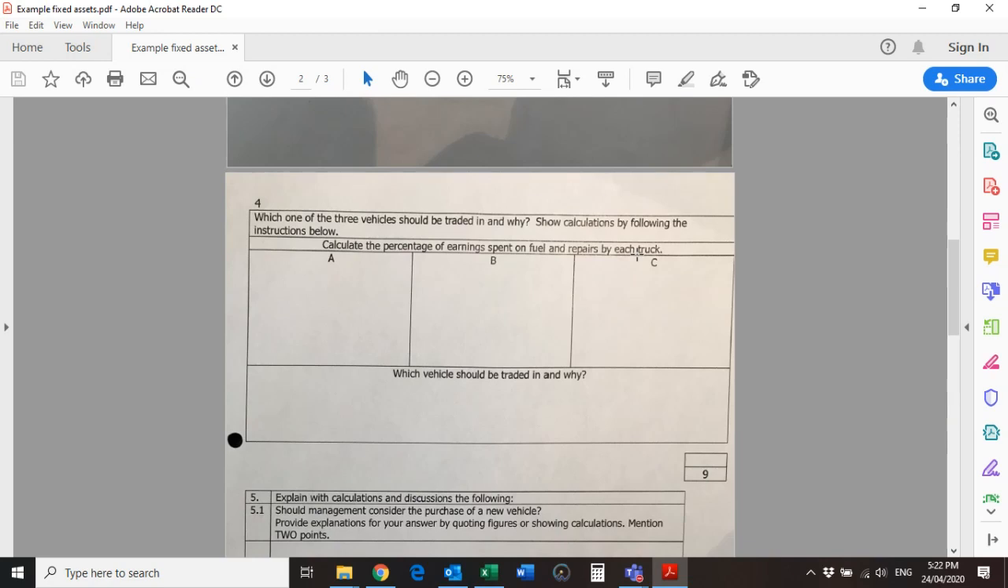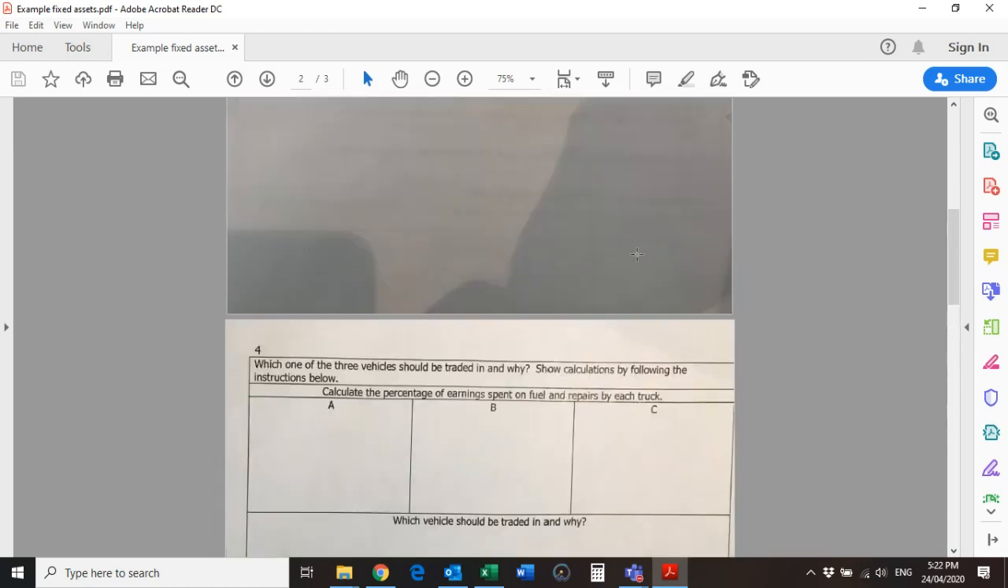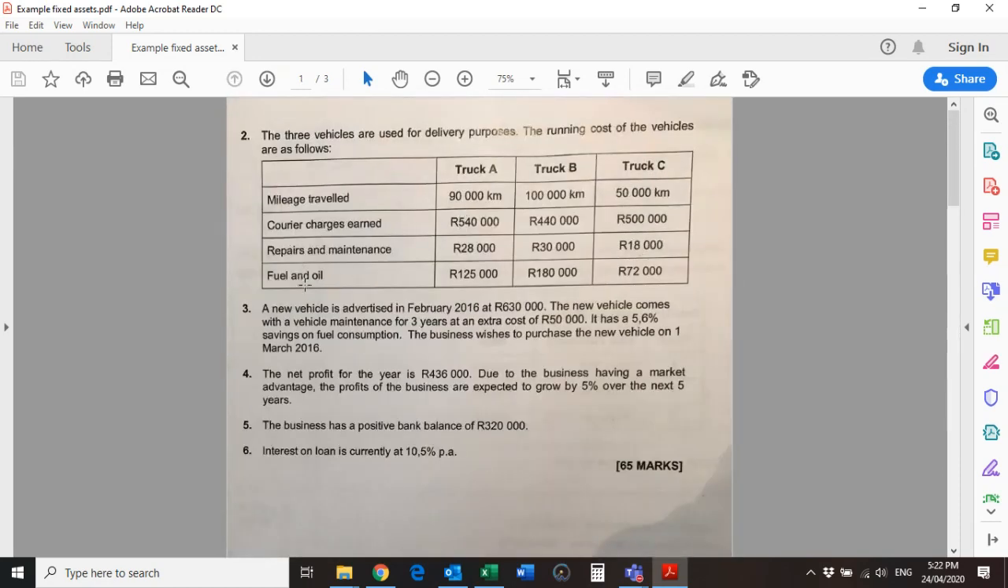It says calculate the percentage of earnings spent on fuel and repairs. So can you see that I need to put my repairs and my fuel expense on top of my earnings? It has nothing to do with these mileages traveled. I can ignore that. Do I need that? No. Why would I need that? Otherwise I would have to divide all of these and then times that again. That's a useless exercise. They're giving me the totals.